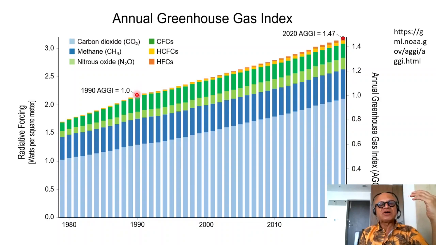So just like a greenhouse gas index, we also create what is called a global warming potential. So we peg the CO2 radiative forcing impact at 1, and then we compare the global warming potential of other greenhouse gases to that.